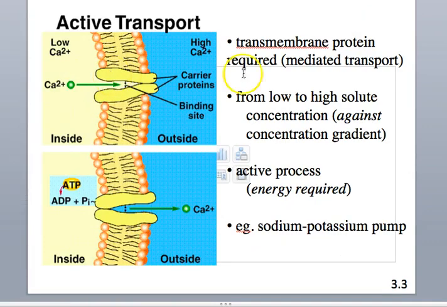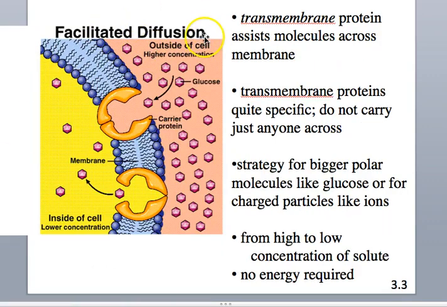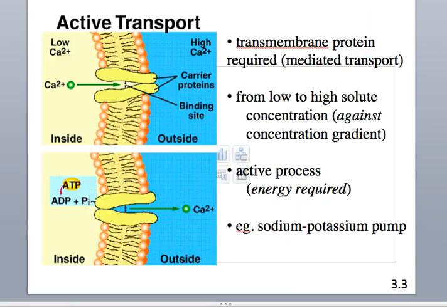So what if you need to move against the gradient? Whereas this was facilitated diffusion, which means helping out diffusion, because the only reason you have to help it out is because these particles are too big or too polar to pass through the membrane. If you have something that actually needs to move against the concentration gradient, from a low to a high concentration, like if you're trying to really pull in all the glucose from your bloodstream for whatever reason, you're going to do active transport.